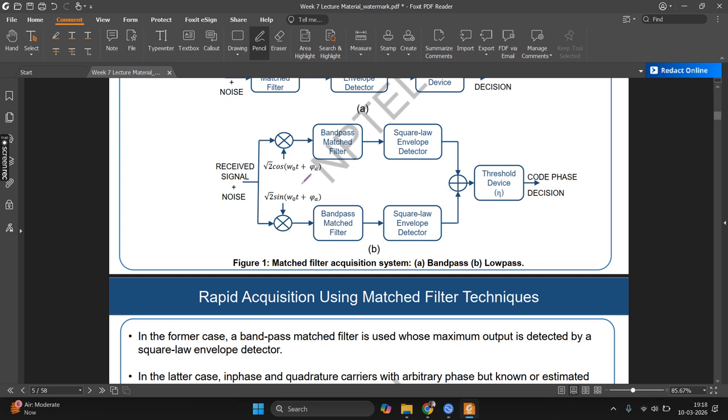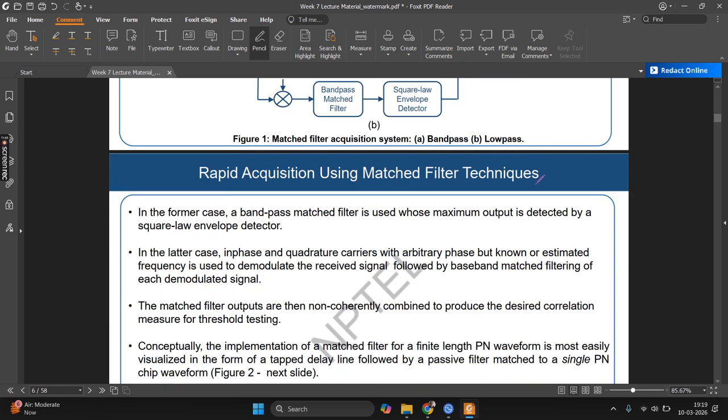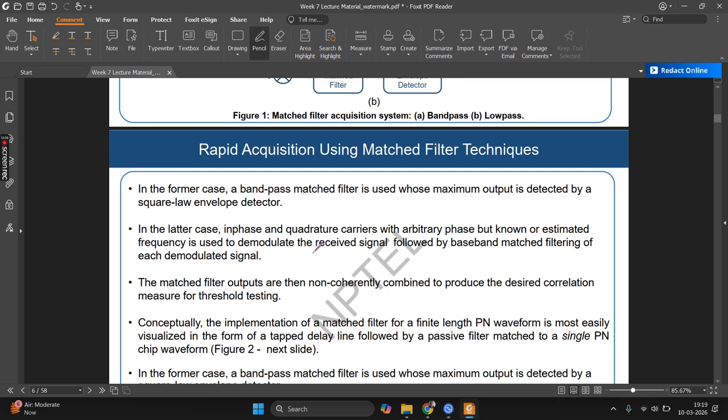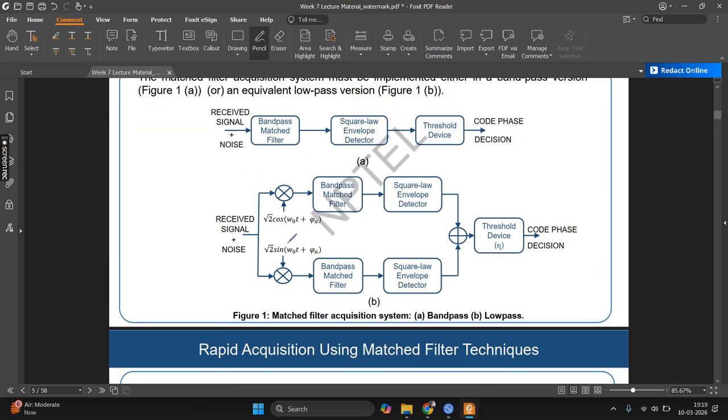You can also do it in the low pass equivalent version, where you basically have two band passes, one in the I and one in the Q, and then you add them to get the equivalent low pass. In the former case, a bandpass matched filter is used whose maximum output is detected by a square law envelope detector. In the latter case, in-phase and quadrature carriers with arbitrary phase but unknown or estimated frequencies are used to demodulate the received signal, followed by baseband matched filtering of each demodulated signal. So here you will need a carrier, of course. Here you will not need a carrier.